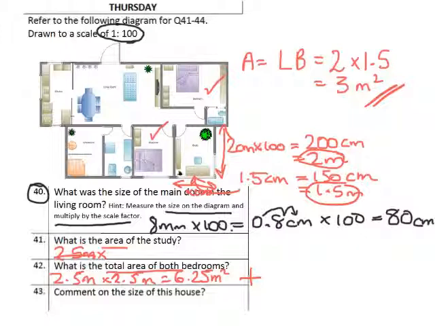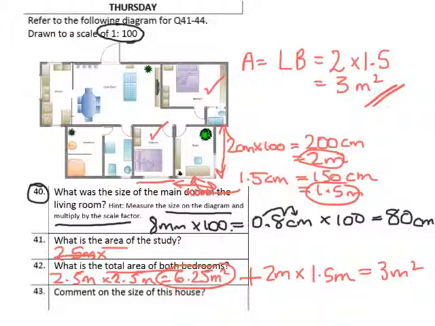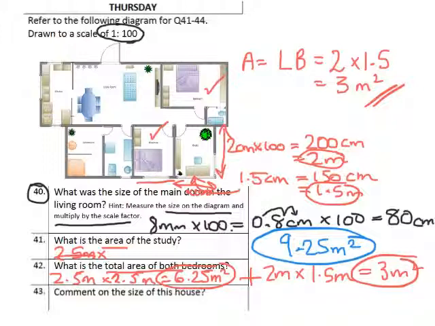And the second bedroom that we're going to add it to is the bedroom that I've put a tick on, and that had a length of 2 centimetres, so we turn that into 2 metres when we convert it, by a width of 1.5 centimetres, so that turns into 1.5 metres when you convert it using the scale. And so that's going to be 3 square metres just for that bedroom. Now if I add up these two bits together, I'm going to get a total of 9.25 metres squared. Sorry, that one's a little bit messy, but you can see the answer in blue right there.